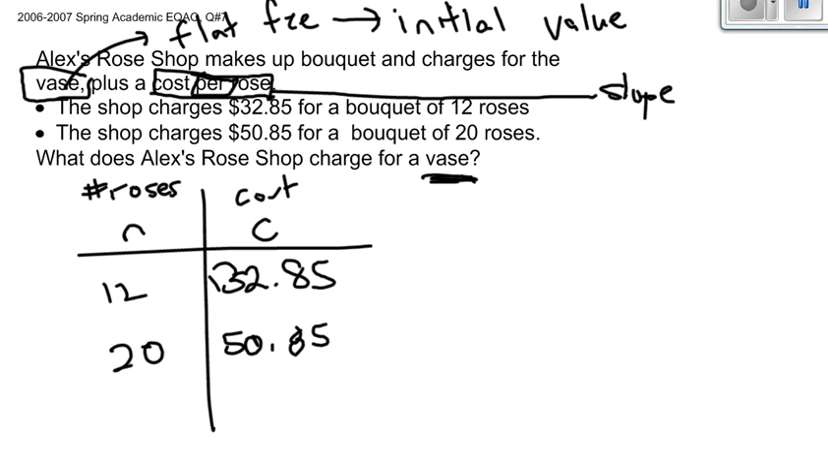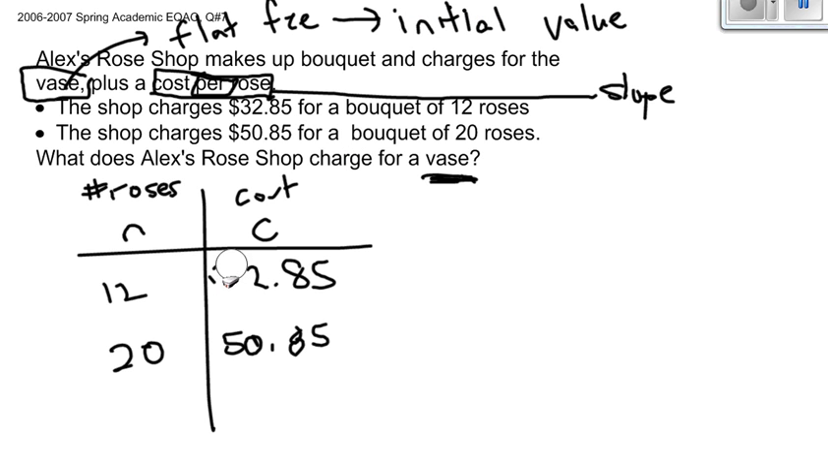Now, is it a linear relationship? Well, we know that all the information we have is that they charge for the vase, and then there's a cost per rose. And our assumption has to be that these are constant values, that every vase costs the same, and that every rose costs the same. And that's the implication in the question. And certainly, if it wasn't true, they couldn't give us this question in grade 9 math. It wouldn't be possible to do.